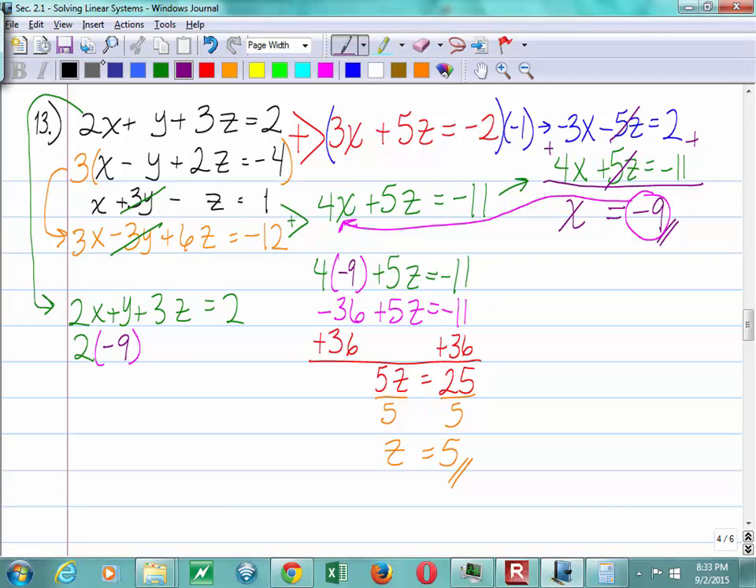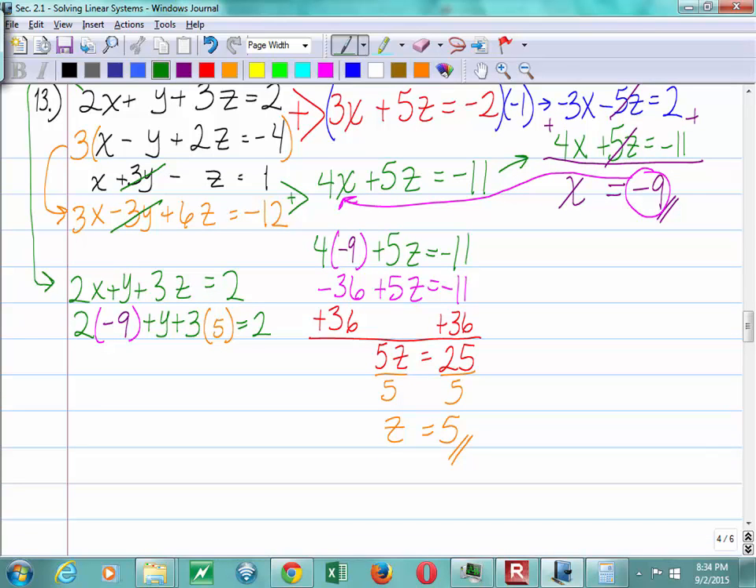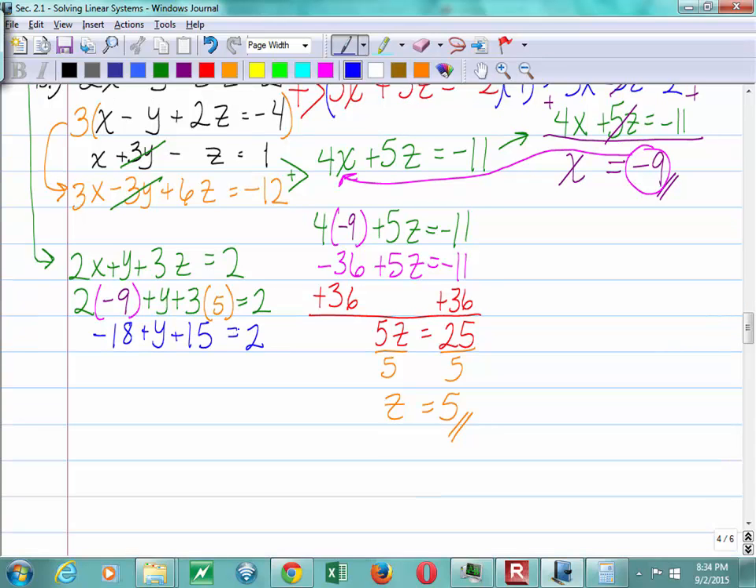So it's 2 times negative 9. I still don't know what y is, so I'm just going to write plus y plus 3. And then I'm going to plug in 5 for the z, so it's plus 3 times 5. So I've got 2 times negative 9 plus y plus 3 times 5 equals 2. Okay, so that'll be negative 18 plus y plus 15 equals 2.